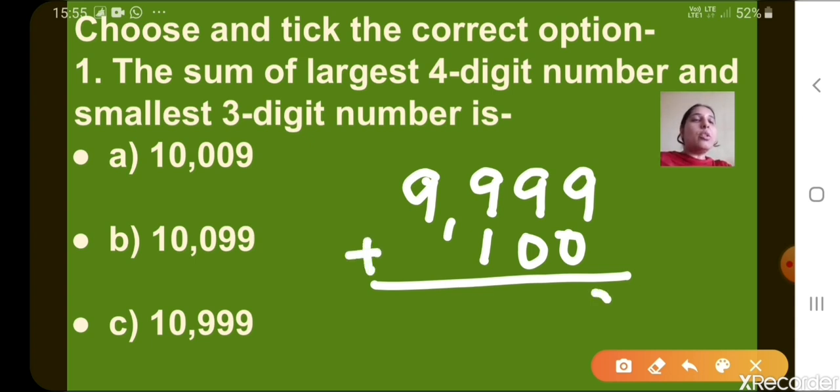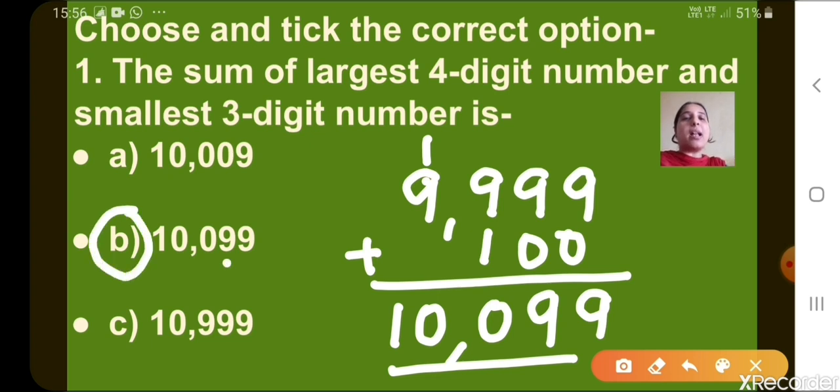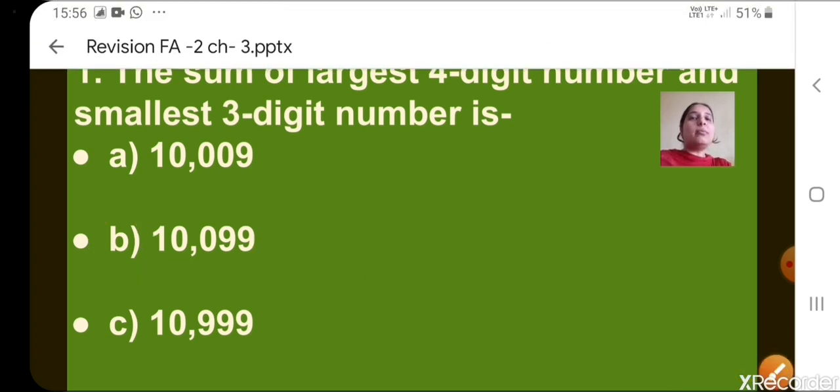So 9 plus 0, 9. 9 plus 0, again 9. Now 9 plus 1, 10. So 0 we'll write here and 1 will be carried over to the next place. So 9 plus 1, what will we get? 10 here. So the sum obtained here is 10,099. So can you tell me which is the correct option? Option A, B or C, which is the correct one? Yes, option number B is the correct option. Okay, correct answer, 10,099. Okay. Now let's move to the next question.